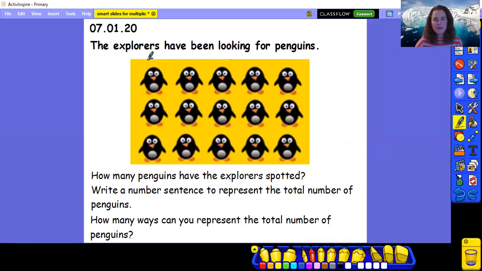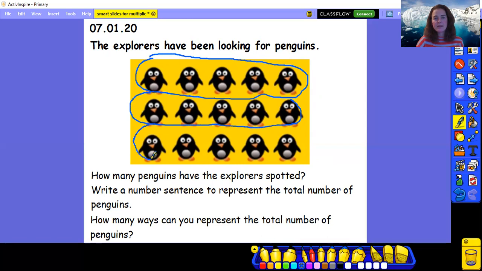So I'm going to draw one group, and I want you to tell me or shout out to the screen how many penguins are in that group. Have a quick count on the screen. Yes, we've got 1, 2, 3, 4, 5. So that's our equal group. We've got 5 in a group. So I'm going to do another equal group of 5. Here they are.